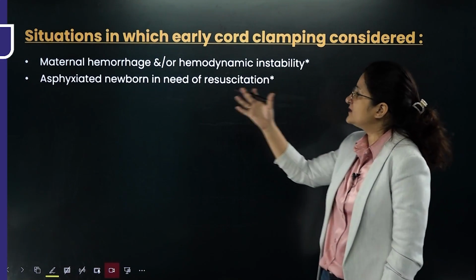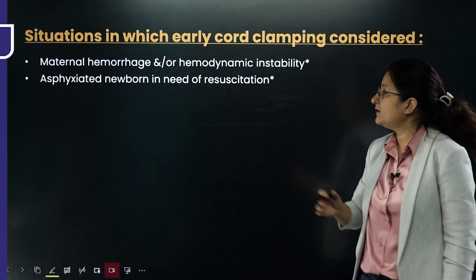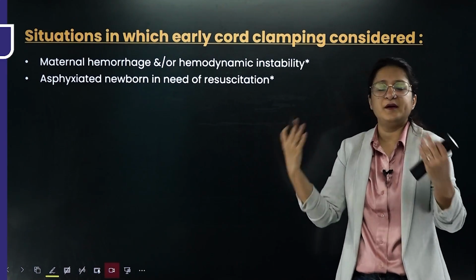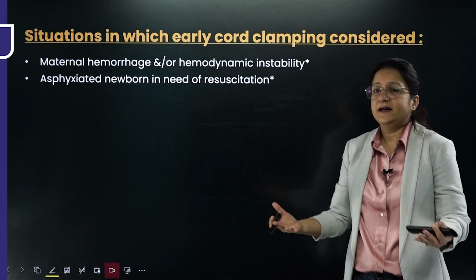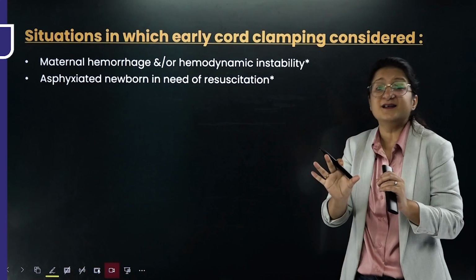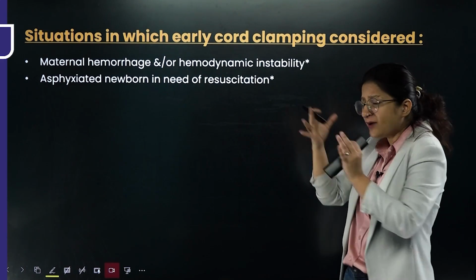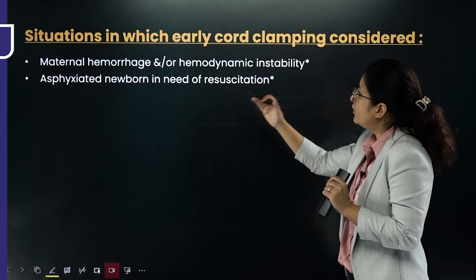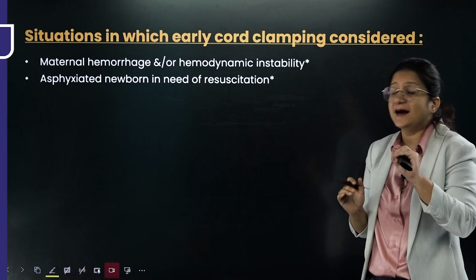Or let's say there is an asphyxiated newborn in need of resuscitation. The baby is delivered, the baby is not crying, the baby is limp, and needs immediate resuscitation in the form of assisted ventilation. For that, you have to give the baby to the pediatrician. So asphyxiated newborn in need of resuscitation, the NICE guidelines recommend early cord clamping.